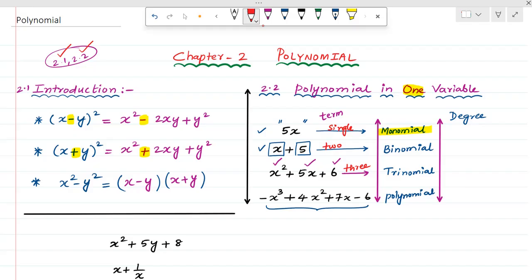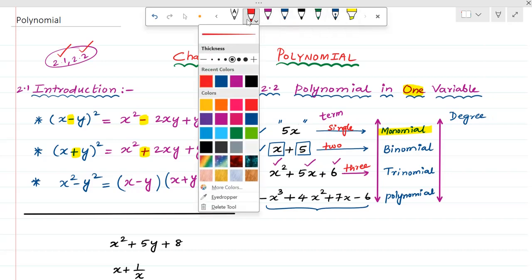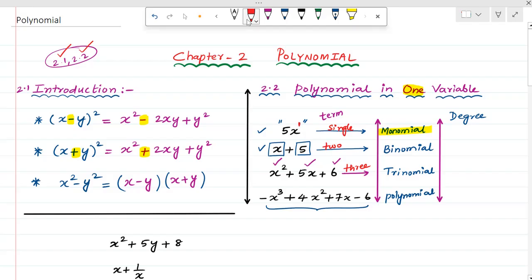Let us start with the degree. What do you mean by degree? You have to see the highest power of x. What is the highest power of x here? The power of x is 1. So the degree is 1. So I write it here, 1. Now what is the degree here? The highest power of x is equal to 1. So the degree is 1.